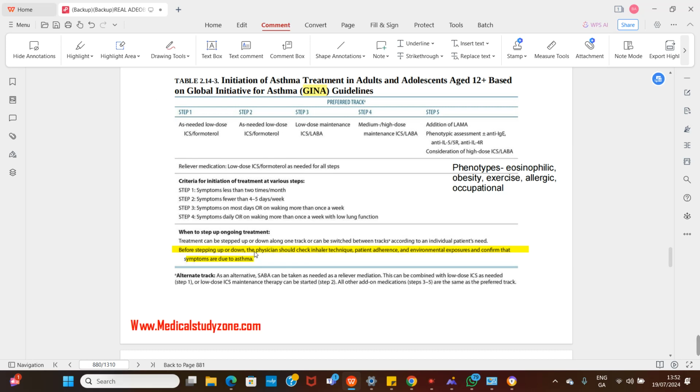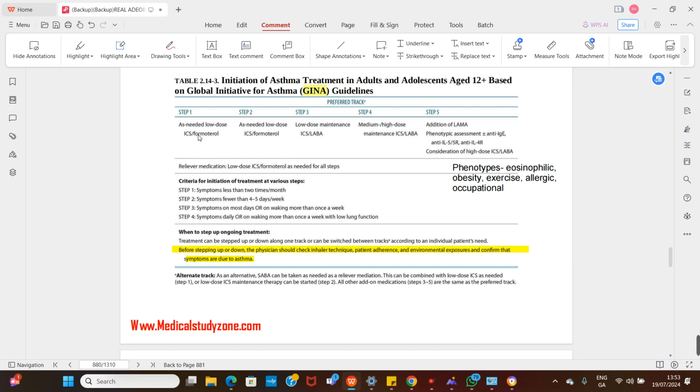Now, how do you treat them? Anybody with step one and two, just give your ICS and formoterol as needed. If the person is having the symptoms, give it. That's the only time the person uses it.